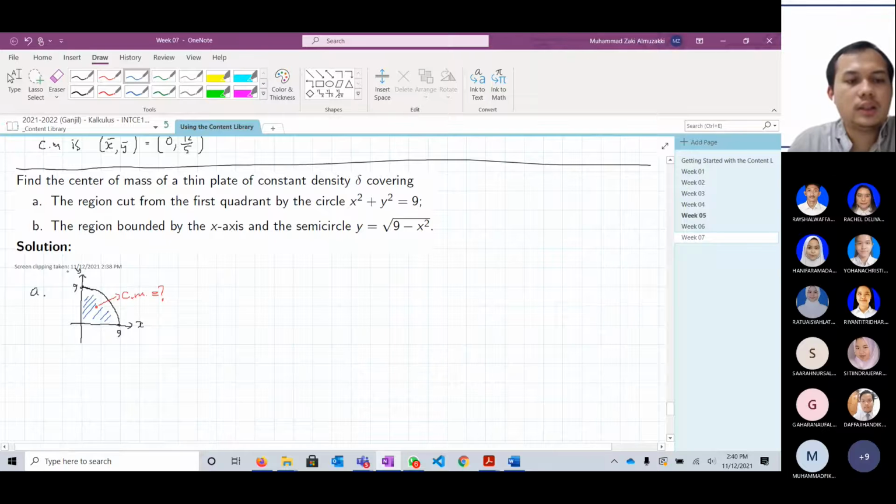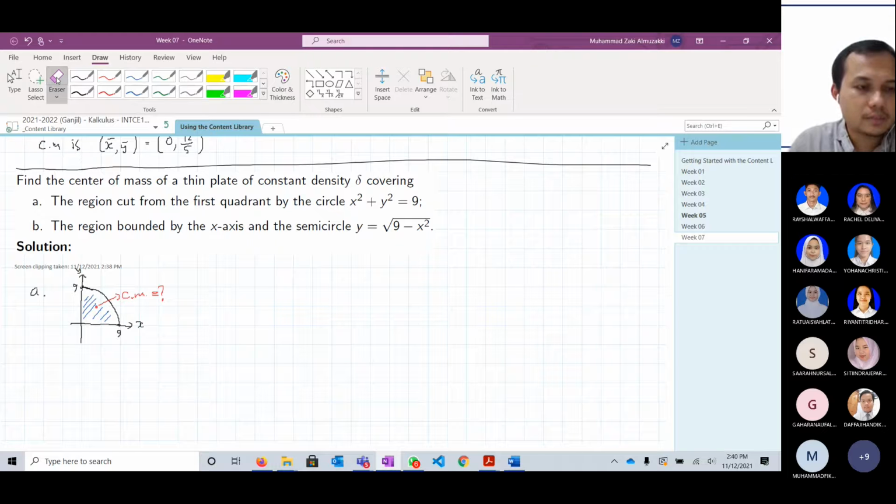Ya, jadi untuk yang A ini kita diminta mencari pusat massa untuk plat dipotong dari lingkaran ya, dengan jari-jari 9. X kuadrat tambah Y kuadrat sama dengan 9. Oh bukan jari-jari 9, ini jari-jari 3, sorry. Radius 3 dengan jari-jari 3. Lingkaran dengan jari-jari 3 tapi hanya kuadran pertama ya, berarti kita hanya ambil seperempat ini saja.